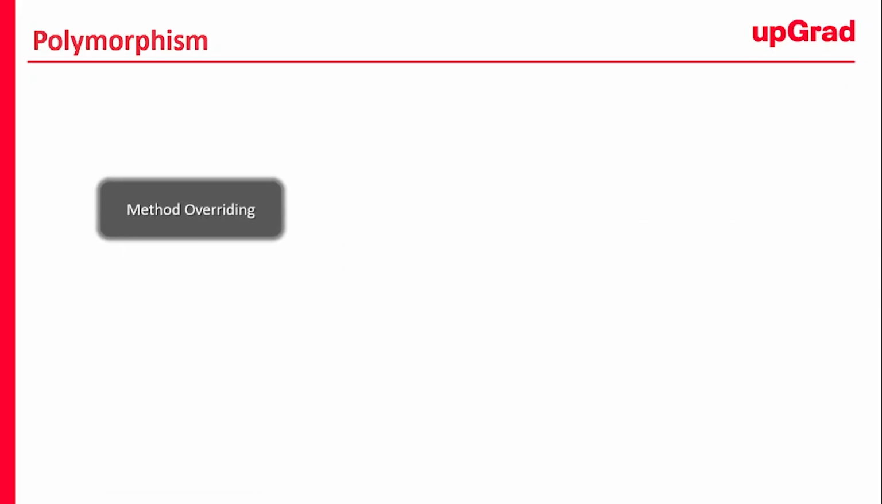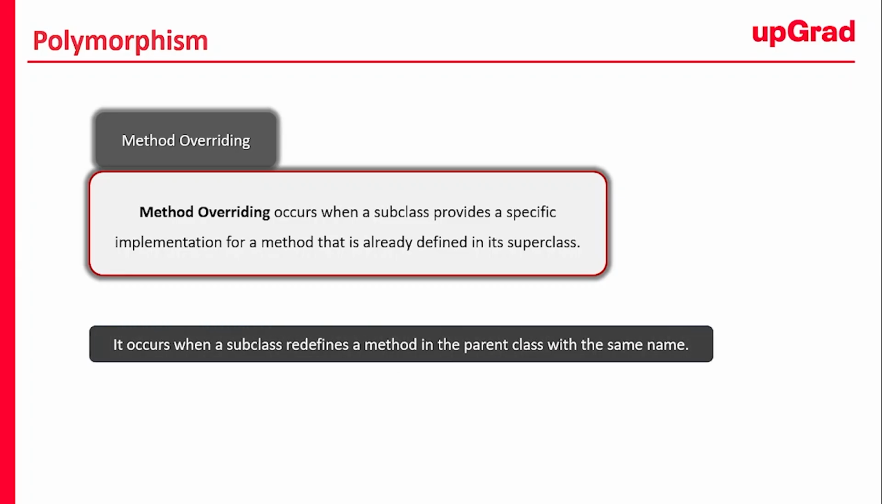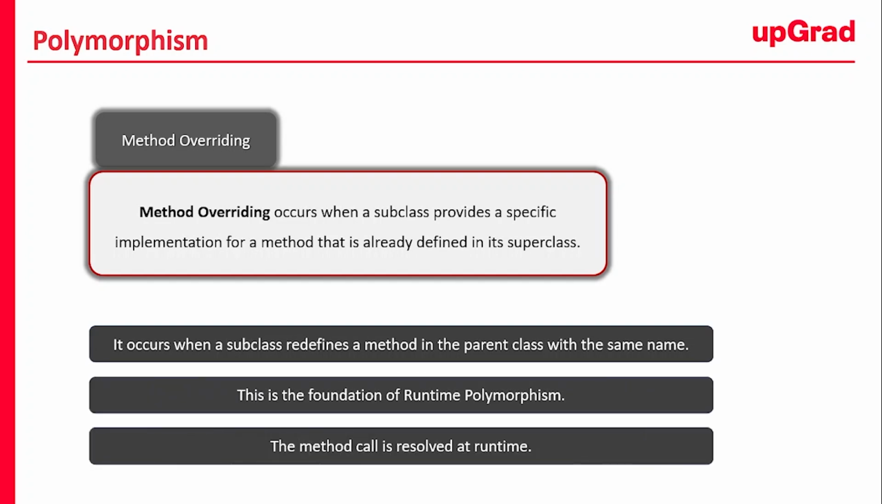So the first one, method overriding, we'll start with. Method overriding occurs when a subclass provides a specific implementation for a method that is already defined in its parent class. This basically allows the subclass to define its own version of the method, and the method that gets called is determined at runtime based on the object type. So the example that we did is similar to this method overriding. Now, method overriding occurs when a subclass redefines the method in the parent class with the same name, return type and parameters. This is the foundation of runtime polymorphism, and the method call is resolved at runtime.